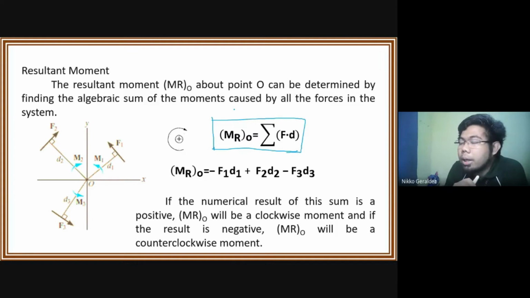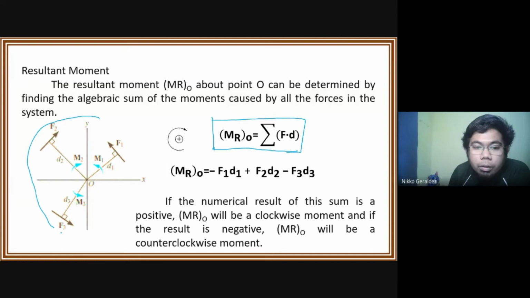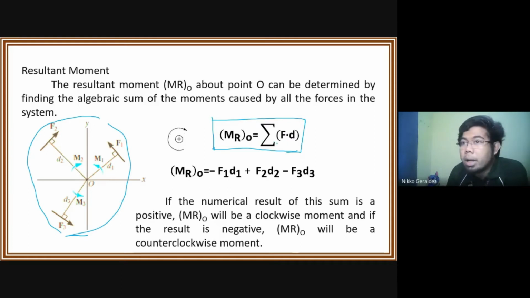Then, sa pagsasolve ng moment, una, i-assume natin yung direction. So, halimbawa, clockwise positive. Apply natin dito sa figure na to. Meron tayong three forces: F1, F2, and F3. Applying this formula, resultant moment is equal to summation of force times perpendicular distance. Magmo-moment ka at point O, clockwise positive.